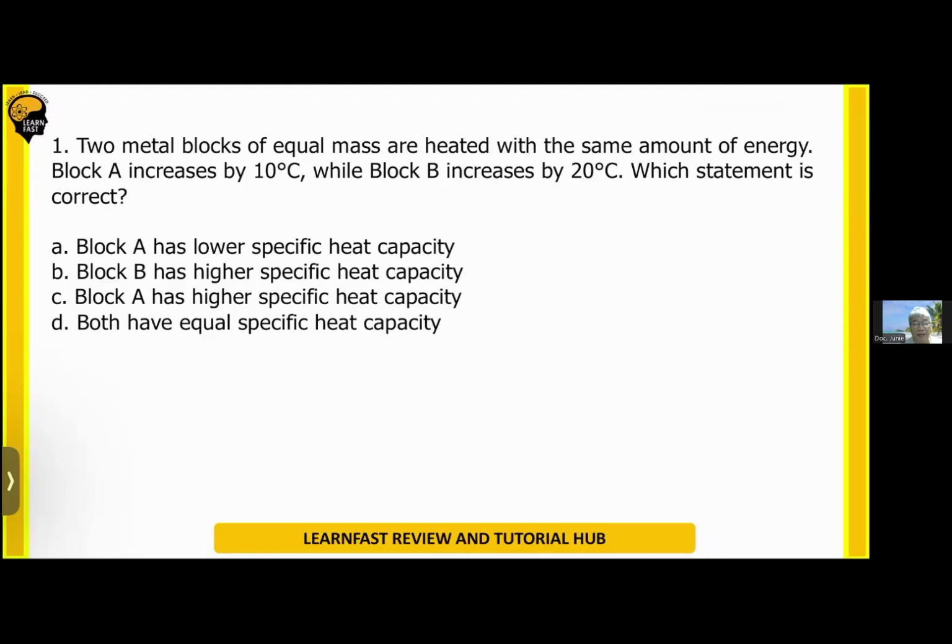Two metal blocks of equal mass are heated with the same amount of energy. So I will highlight same amount of energy. Block A increases by 10 degrees. So that 10 degrees is the change in temperature of block A. While block B increases by 20 degrees. So the change in the temperature of block B is equal to 20 degrees.